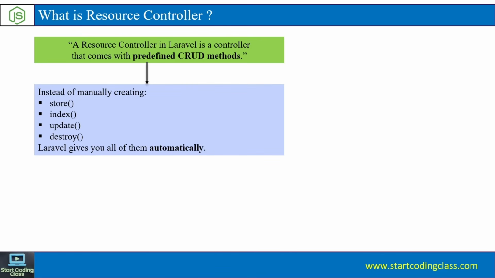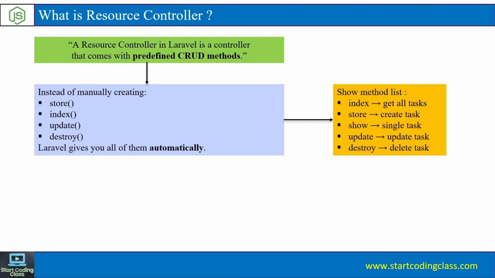So instead of manually creating store, index, update, destroy and so on, Laravel gives you all of them automatically with the help of a resource controller. Index is related to getting all tasks. Store is related to creating tasks. Show is for a single task, update is for updating a task, and destroy is for deleting a task.